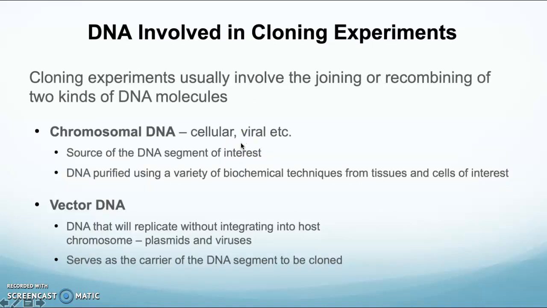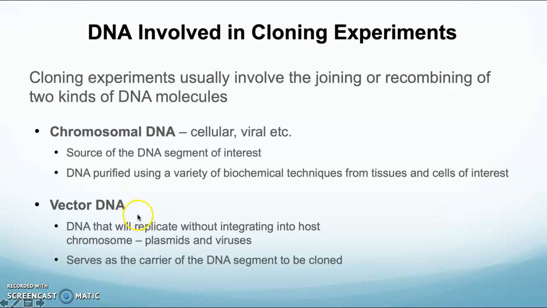But we might think about the chromosomal DNA being the one of interest that we're looking at, and we would go ahead and purify it so that we could use it in a variety of biochemical techniques. The second kind of DNA we need is a vector DNA, and this is what we are going to recombine our gene of interest with.